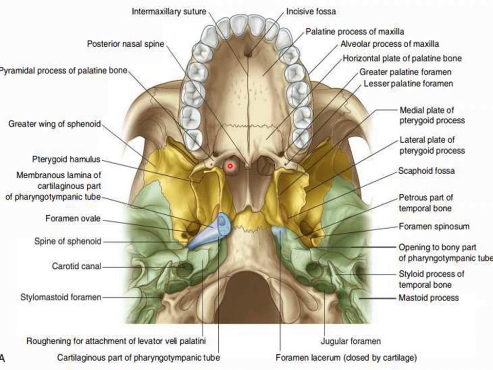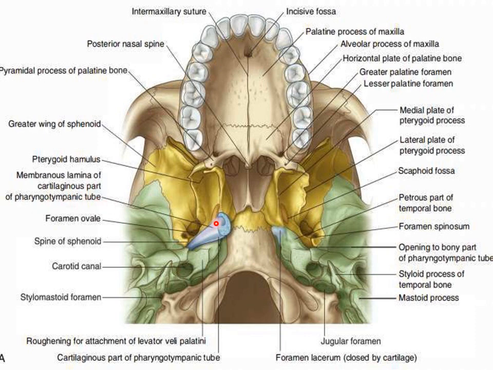So in this slide we can make out this is the posterior nasal spine, this is the middle area, this is the vomer bone, and we can see here the sphenoid bone and the basi-occiput. We can see the plates over here. This is the medial pterygoid plate and this is the lateral pterygoid plate, and we have here the pterygoid fovea, or the pterygoid fossa. Then this part is known as the scaphoid fossa, and here you can see the membranous lamina of the cartilaginous part of the pharyngotympanic tube.